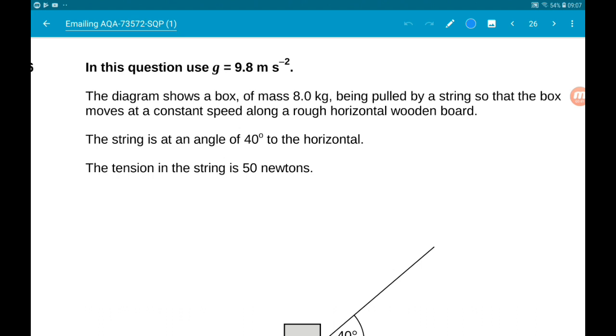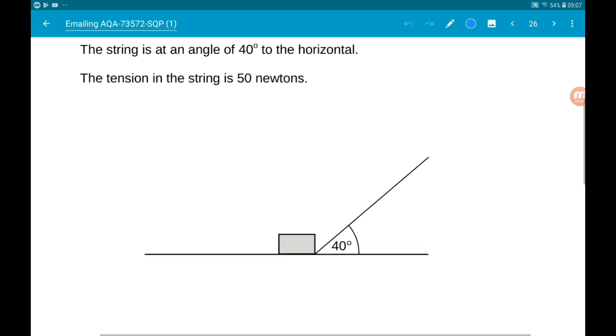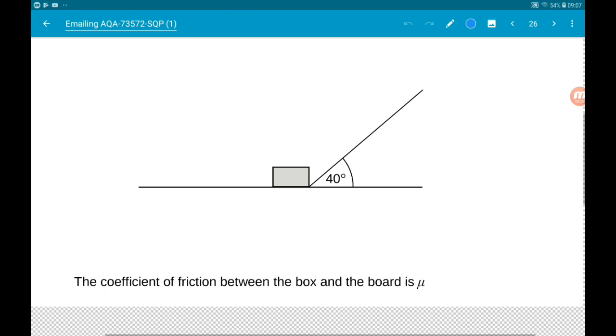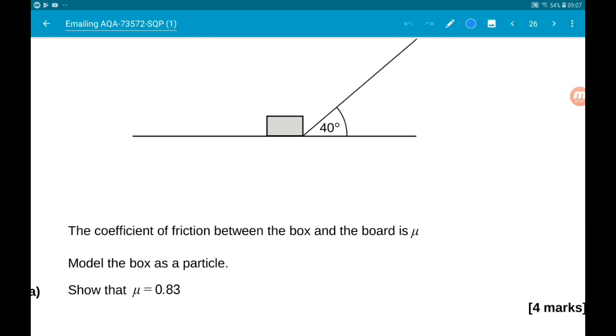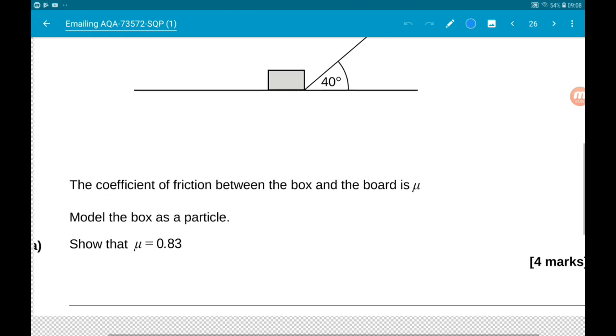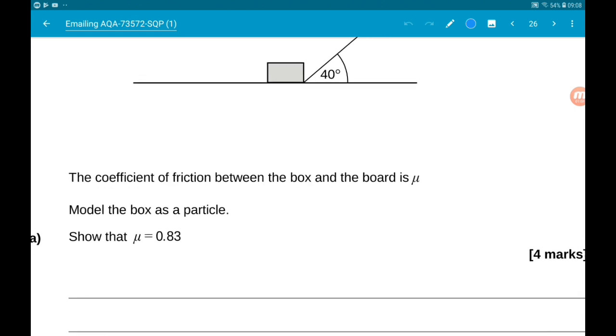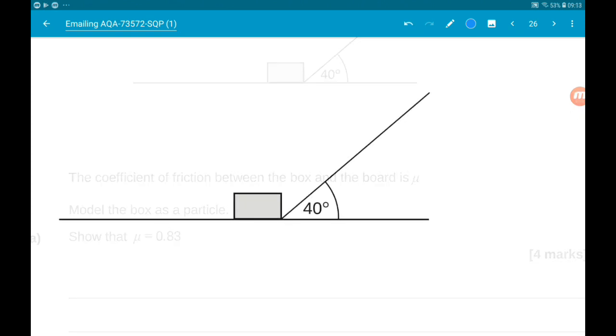The string is at an angle of 40 degrees to the horizontal, and the tension in the string is 50 newtons. So there's our diagram. The coefficient of friction between the box and the board is mu. We want to model the box as a particle and show that mu is equal to 0.83. Okay then, let's put that info on the diagram.